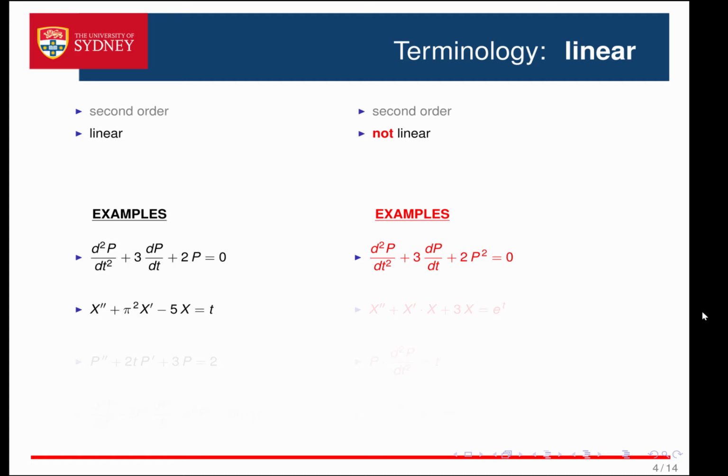This differential equation is linear because there are no products of x or its derivatives, whereas this DE has a product of the first derivative x dash with x, and so it is not linear.